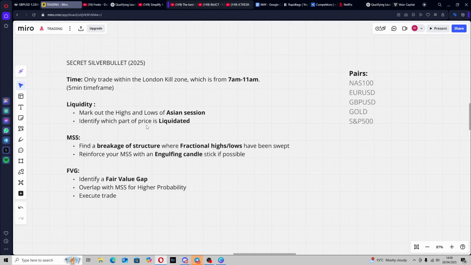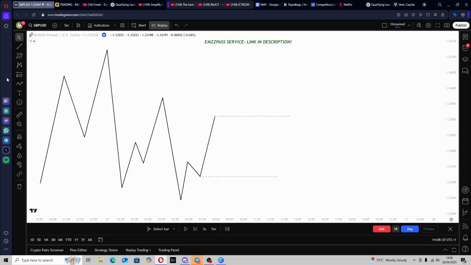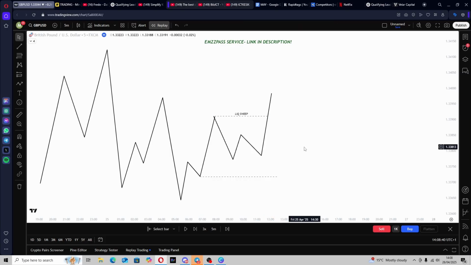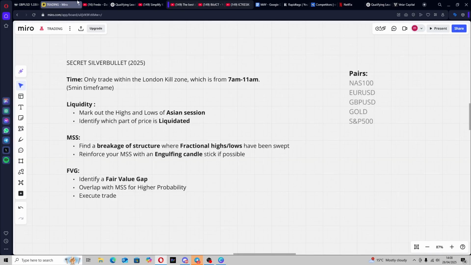What we need to do is identify which part of price gets liquidated first. So I'm going to be playing price. Let's say the highs got liquidated first, just like that. This will be our liquidity sweep. And once we do get a liquidity sweep, what we need to do from here on out becomes very, very simple. It becomes simple, but it's really important still.